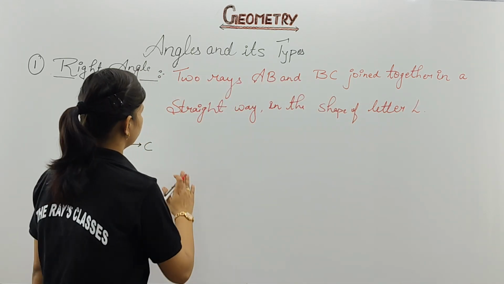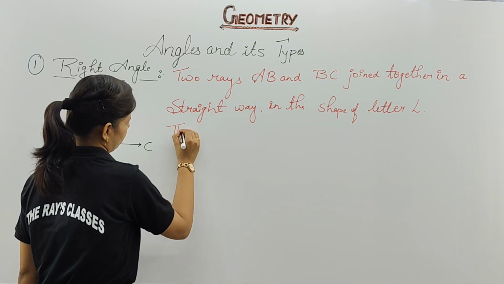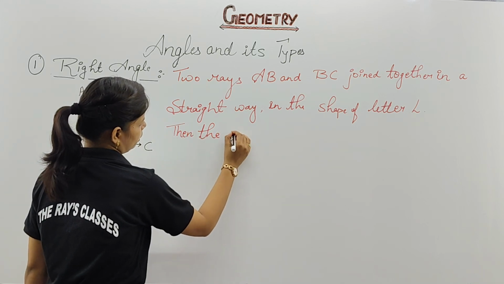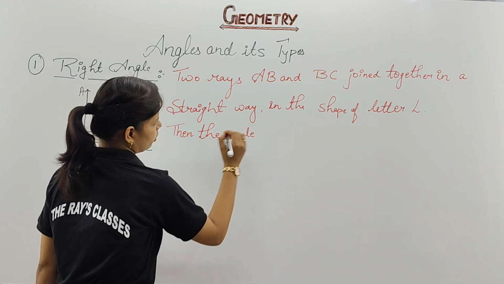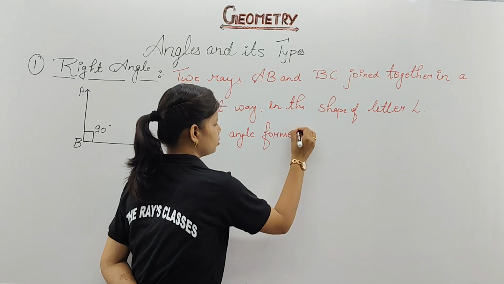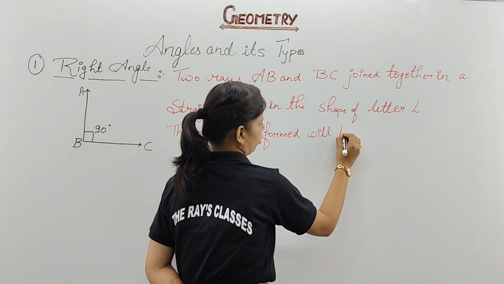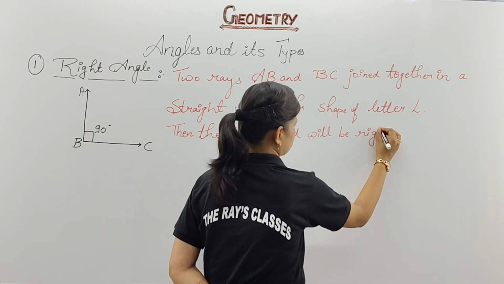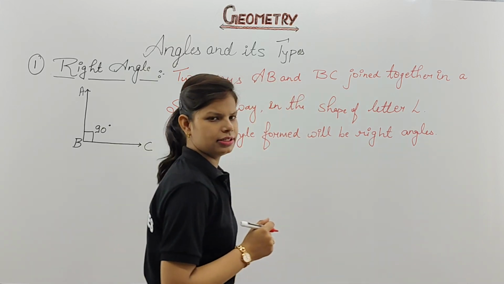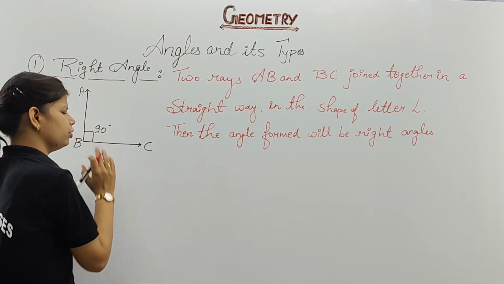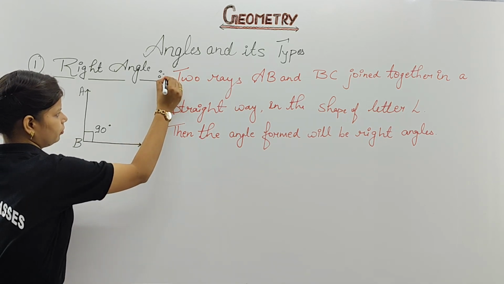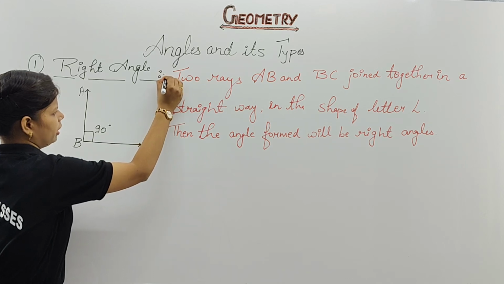Such, then the angle formed will be your right angle. Clear? Then the angle formed will be what? Right angle. Understood, no, beta? This is just the basic definition. Simply I have written in my own words, you can write in your own words as well. But here the thing is, you have to understand what exactly this is. This will be your first point that you have to understand.